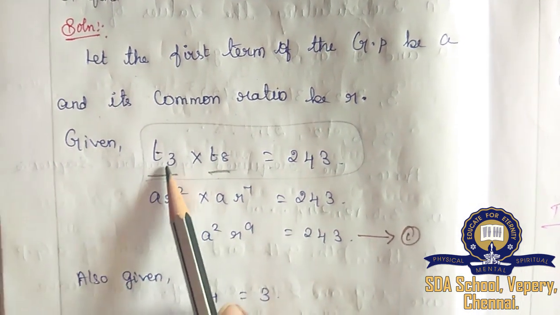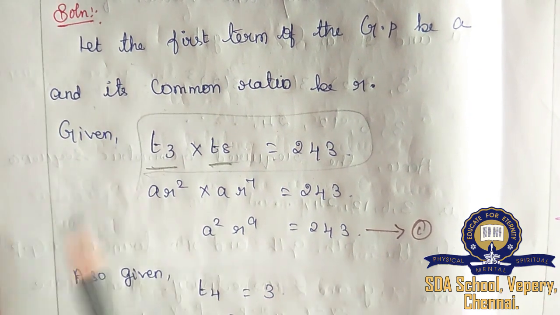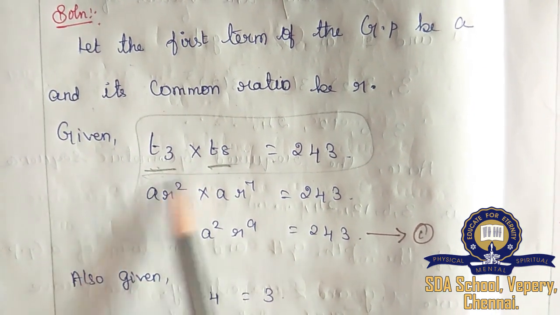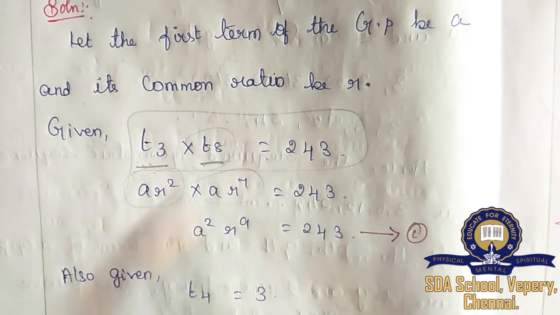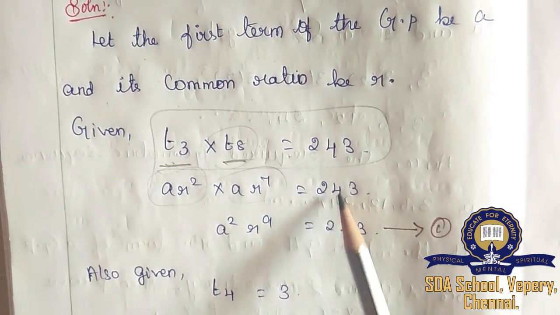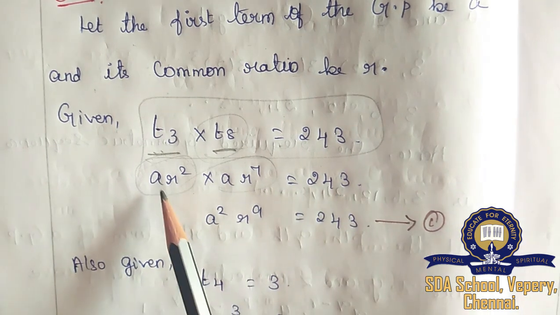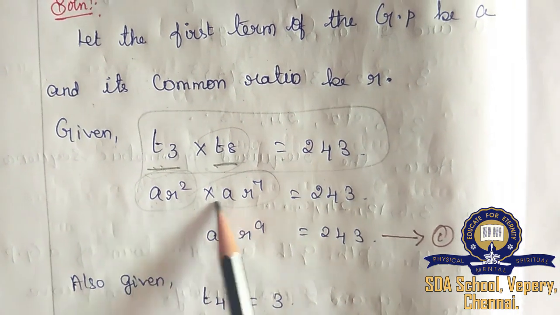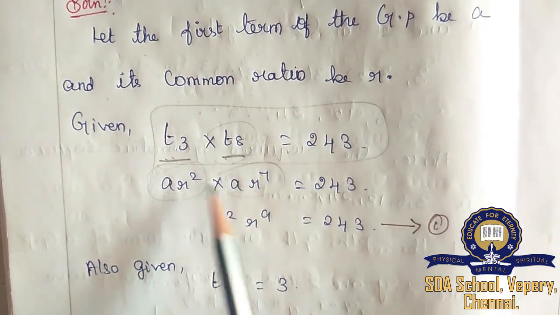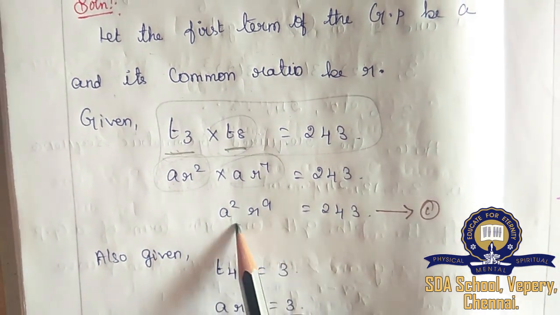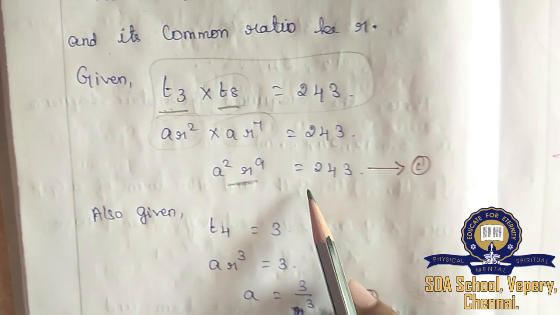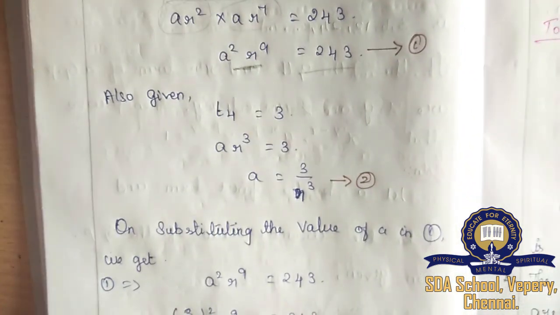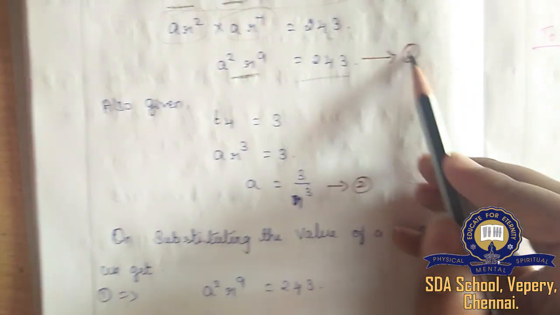So what we have to do, as I told in the last problem, can I write T3 as ar square and T8 as ar power 7, which is equal to 243. So if you multiply these two, a and a will become a square and r square and r power 7 will become r power 9, which is equal to 243. We cannot simplify it further, so let me stop till this. So this will be considered as equation 1.